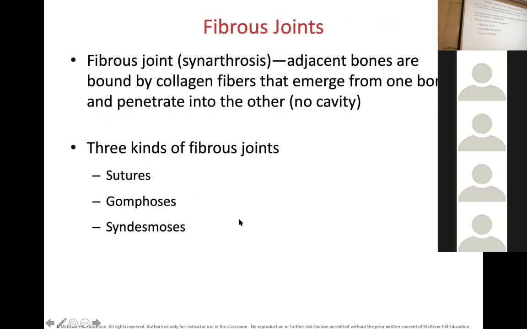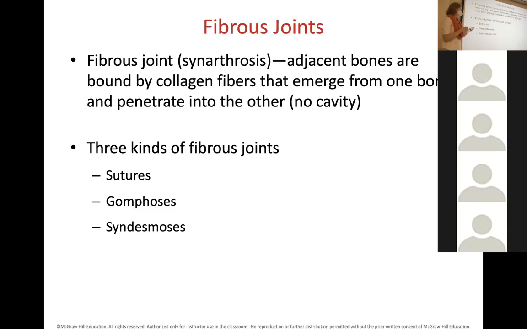Okay. In addition to there being confusing SYN words, the fibrous and the cartilaginous joints have 2 names. So the fibrous joints are also called synarthroses, or synarthrosis would be the singular. So 2 names, 2 words that apply to the same thing. This is where two bones are joined together by collagen fibers specifically. So that's what defines a synarthrosis. Collagen fibers are joining two bones together.